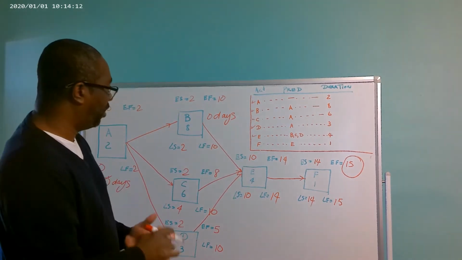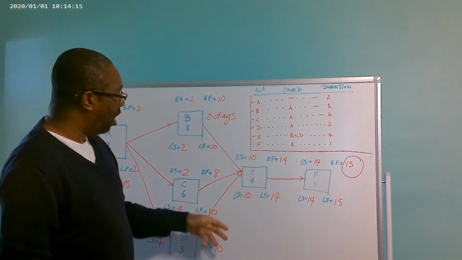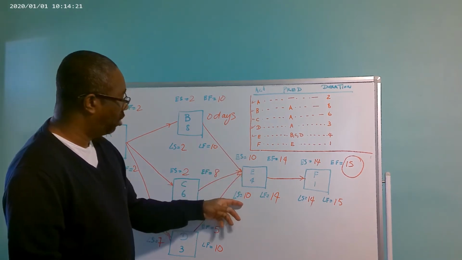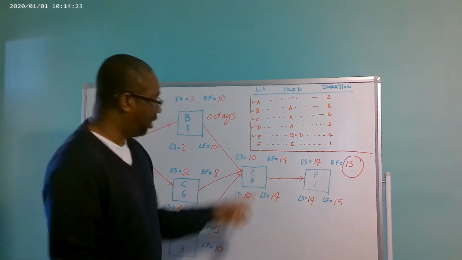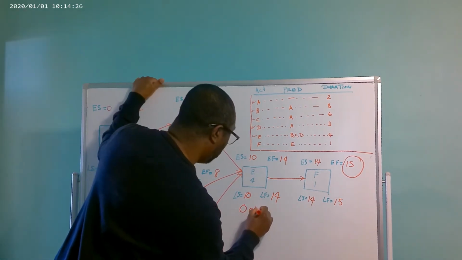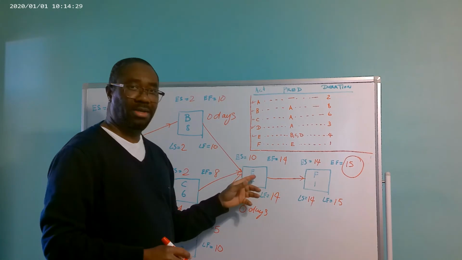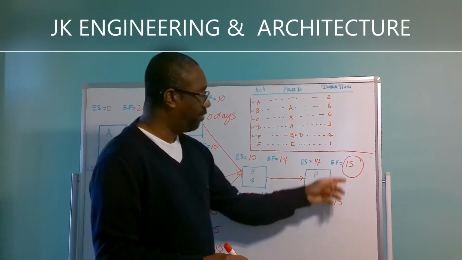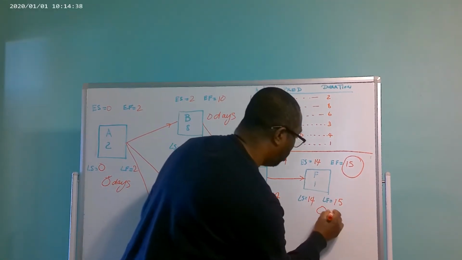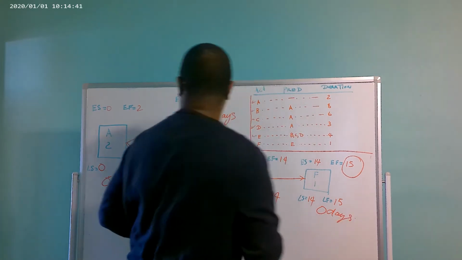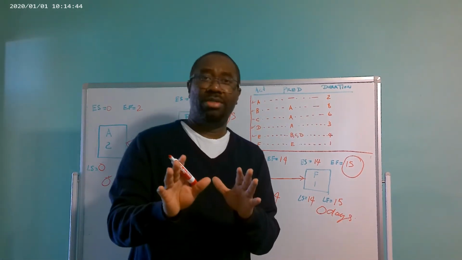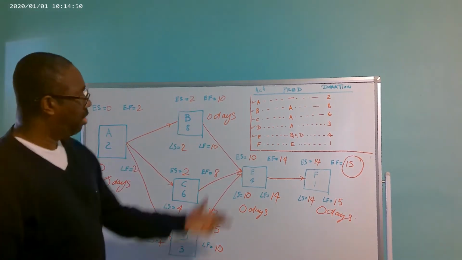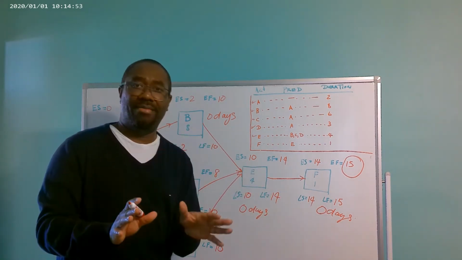We come to activity E, and we subtract our late start of 10 days from our early start of 10 days, which is 0. So 10 from 10 is 0. 14 from 14 is 0. So we have 0 days float on activity E. Activity F, we have 14 from 14, which is 0. 15 from 15, which is also 0. So we can then deduce that the path A, B, E, and F are all on the critical path.